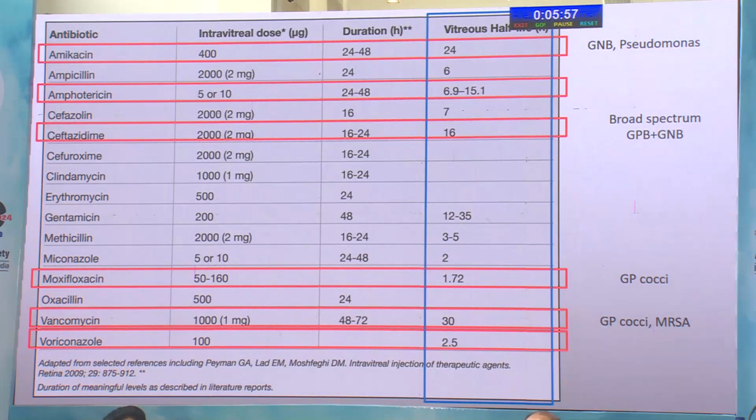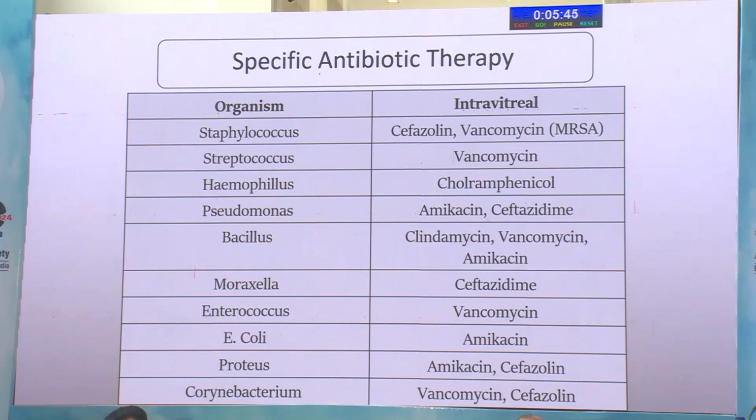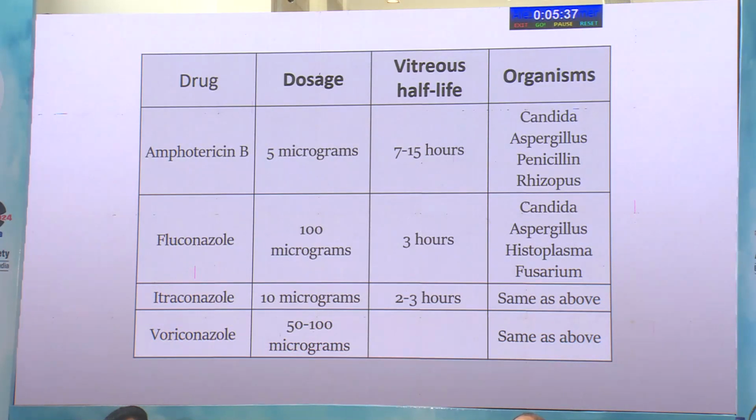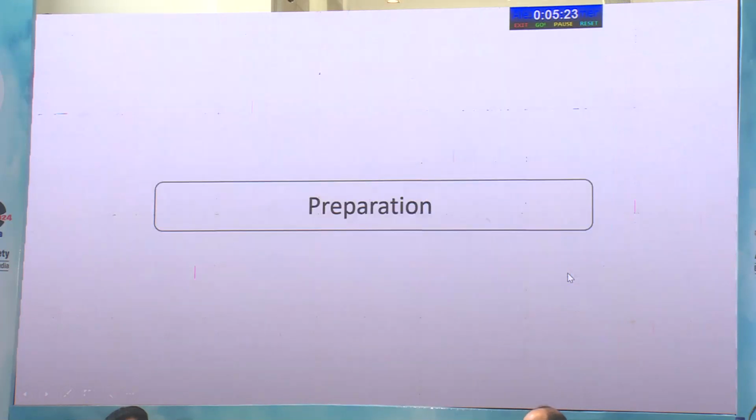Important to note is also the vitreous half-life, because for drugs in the vitreous cavity, in case of an inflammation, the vitreous half-life sometimes might be affected by inflammation. I'll come to that shortly. So specific antibiotic therapy for organisms, you can take a quick look. And these are some antifungals which we commonly use, most commonly amphotericin B, dosage is 5 micrograms, and voriconazole, 50 micrograms. These are active against Candida and Aspergillus, also against Histoplasma and Fusarium.